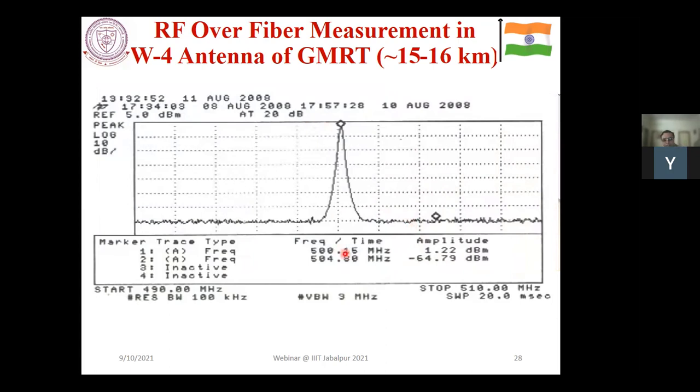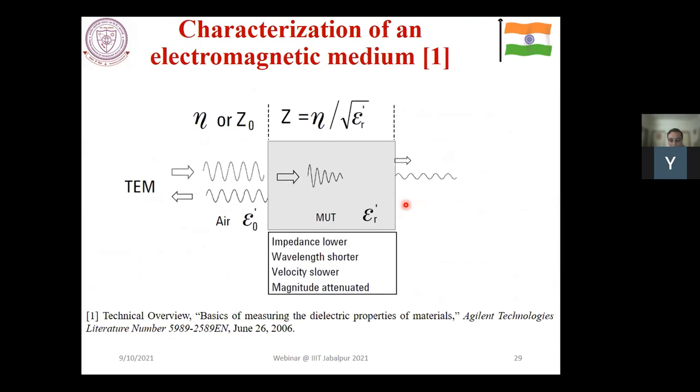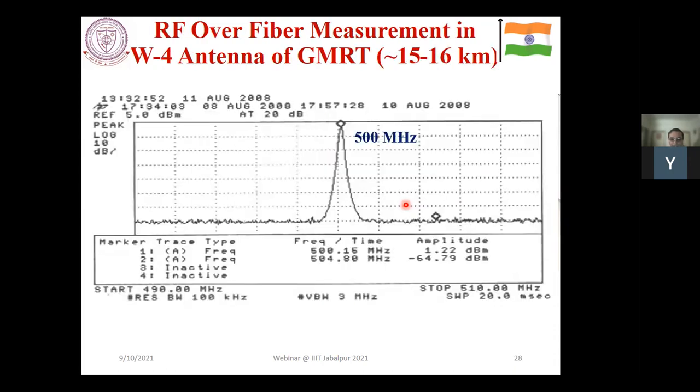Megahertz. And here at 504 megahertz, that is a small offshoot of frequency. Here it reaches the noise level. So one can show that at 500 megahertz, this is a kind of technique where you can verify that you can allow certain propagation over a particular distance.